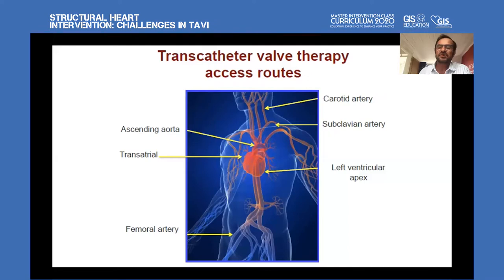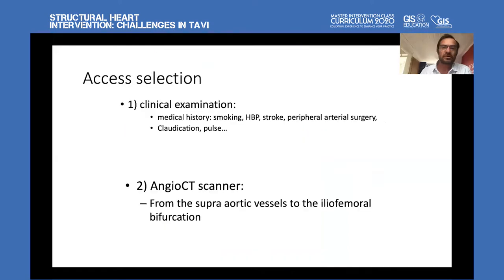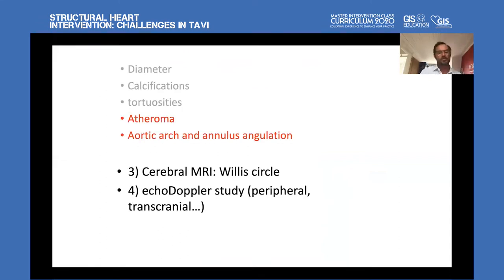Clinical examination: don't forget to ask about claudication, because even if the scanner tells you the arteries are good, you may in fact have some problems, especially in old patients. Be very careful to add an echo Doppler study, because the CT scan may totally overestimate the quality of the arteries. And then I mention the Willis circle, because if you want to use the carotid arteries, you should be careful that your Willis circle is working correctly.